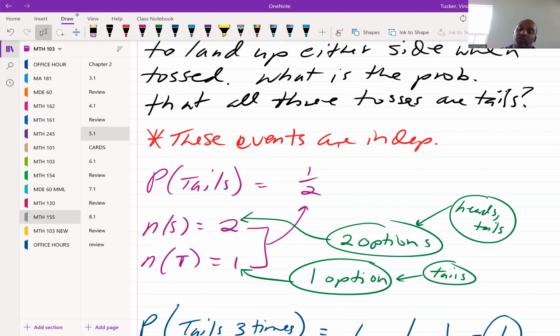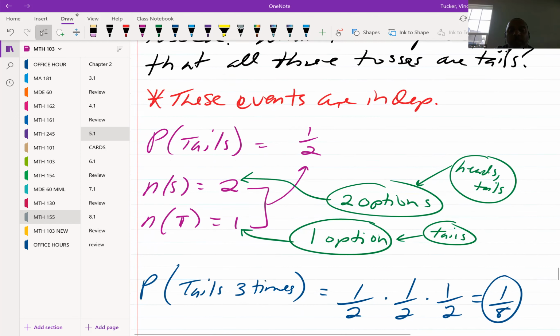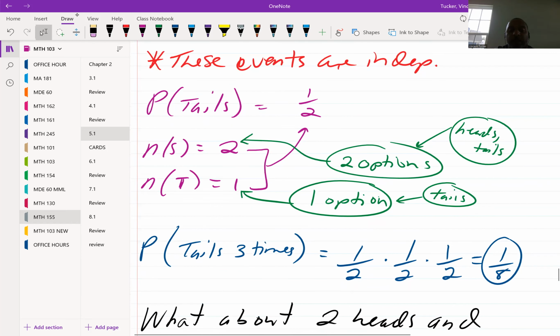All right. So since they're independent, we just multiply them together, 1/2 times 1/2 times 1/2. That'll give us 1/8. And that is the probability.